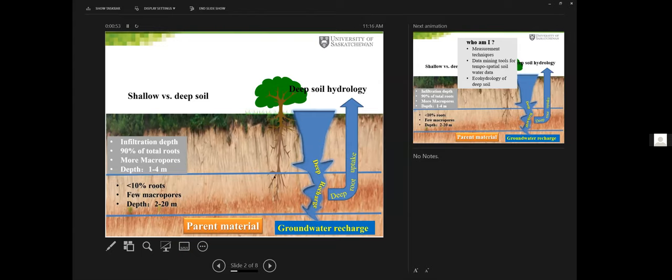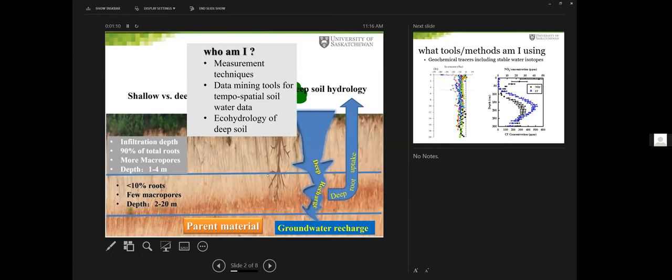I have some ongoing projects that look at apple trees and jack pine and even different crops, which have different rooting depths. So who am I? I develop measurement technology, recently particularly with the heat pulse probe to measure sap flow, snow density, bulk density, and soil water content. I'm particularly interested in applying the heat pulse technology to fiber optics so we can measure or map detailed soil moisture from 25 centimeters to kilometer scales. And I'm also interested in the eco-hydrology of the deep soil, which is my main interest right now.